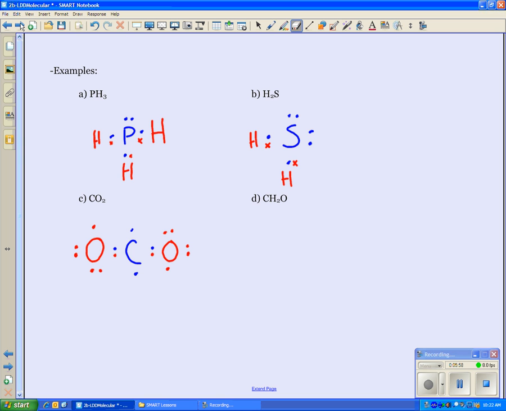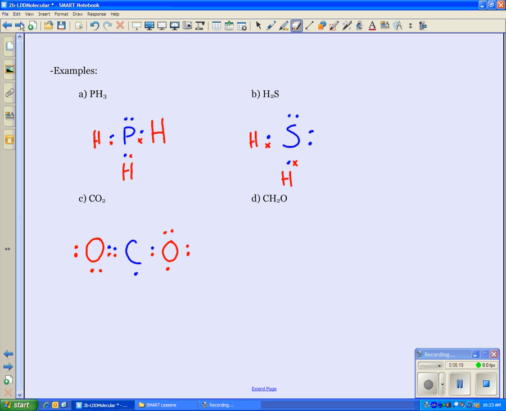So those two electrons can be moved so that they form a pair between the oxygen and the carbon. That creates a multiple bond. Now 4 electrons are being shared between the oxygen on the left and the carbon in the middle.